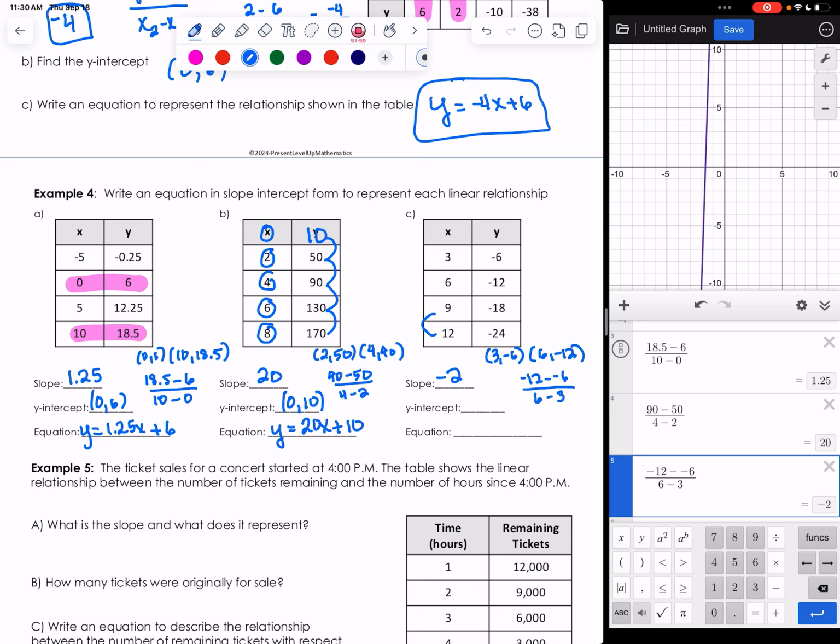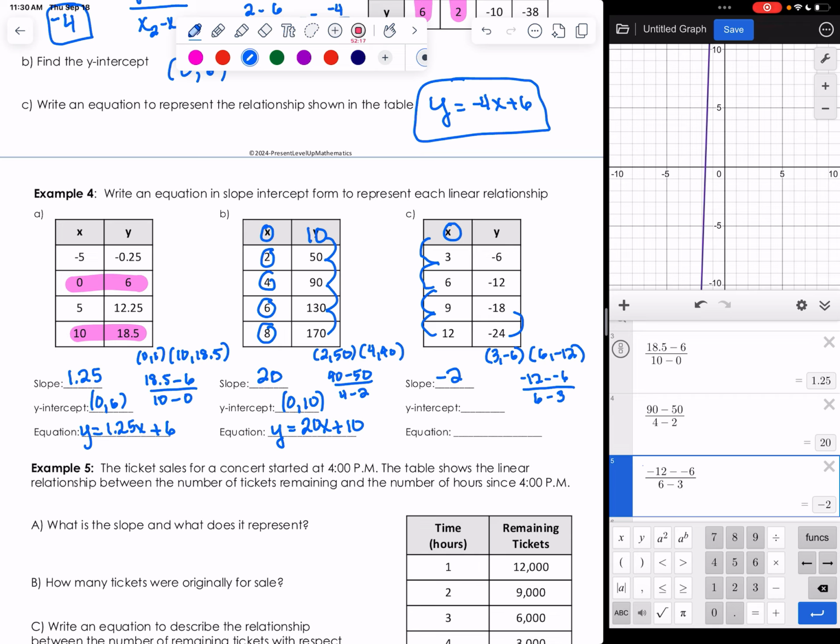If I go from 12 to 9, that's down 3. If I go down 3 again, that would put me at 6. If I go down 3 again, that would put me at 3. If I go down 3 again, that would put me at 0. So let's see what happens on the y values.